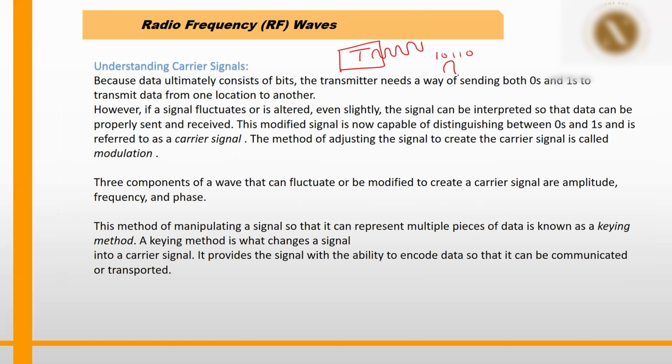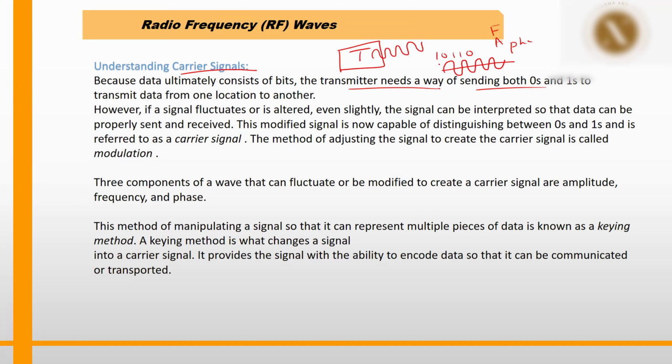So that modulated signal is called a carrier signal. Because data ultimately consists of bits, the transmitter needs a way of sending ones and zeros. So when I say I am sending ones and zeros, it means I am doing some modulation technique here, like frequency modulation, amplitude modulation, or phase modulation, and then we are interpreting that particular wave as a one or a zero. So like that we are interpreting.